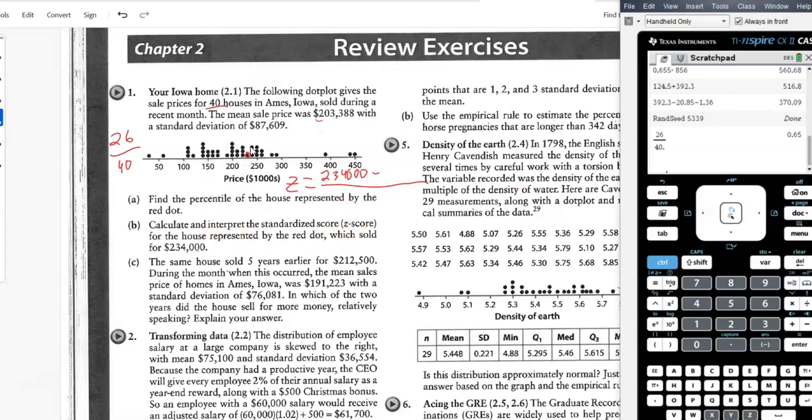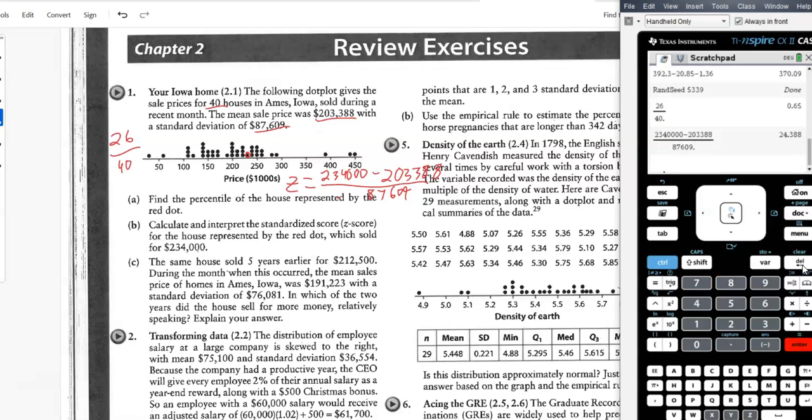Well, fortunately, they gave us that, right? So 203,388 all over the standard deviation of 87,609. Okay, so 234, oops, minus 203,388 all over 87,609.